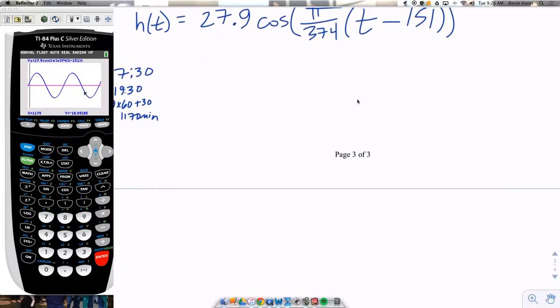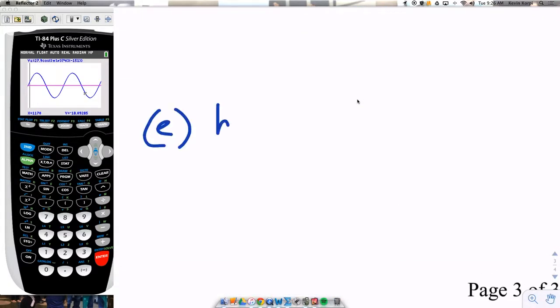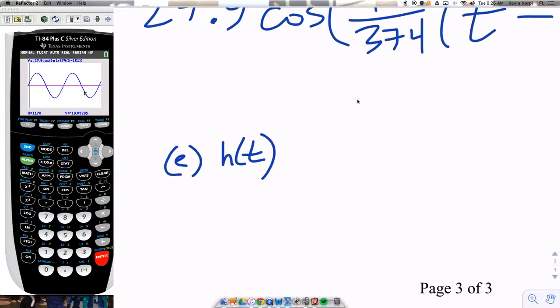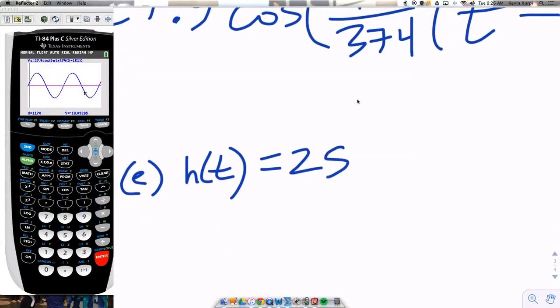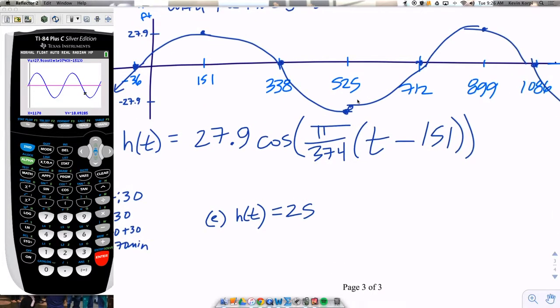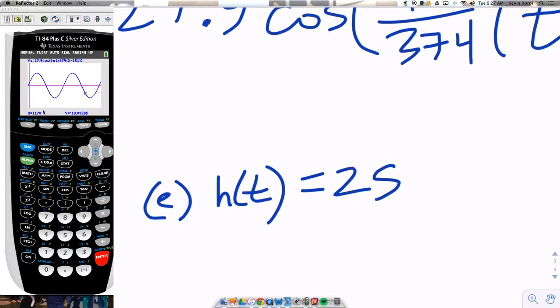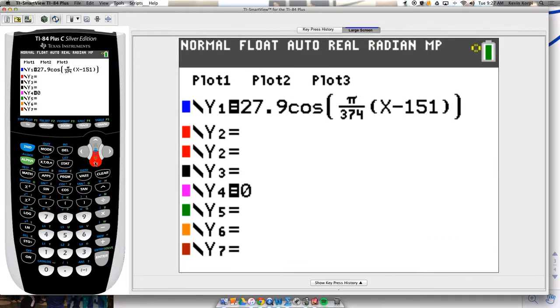All right, so let's go ahead and set up, first of all, what we're looking for in part E. I want to know now where h of t is equal to what? Well, here it just said I want to know when was it 25 feet above normal. Is that going to be 25 or negative 25? Positive 25. If it said 25 feet below normal, you'd have to set it equal to negative 25. So you got to read carefully. We want to know where h of t is positive 25. So I'm going to come down here and change that little pink graph, which is the x-axis, to 25. You can go into y2 though.